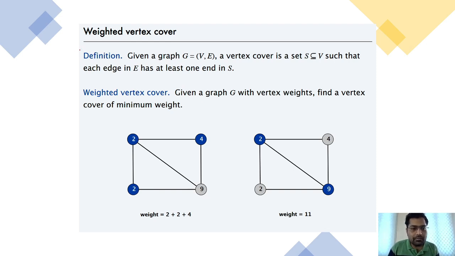So the first definition is the vertex cover definition. Given a graph G, with a set of vertices and a set of edges, a vertex cover S should be a subset of V, where V is the set of all the vertices, such that each edge E has at least one endpoint in S. Suppose you have selected, I'm just writing the vertex cover.